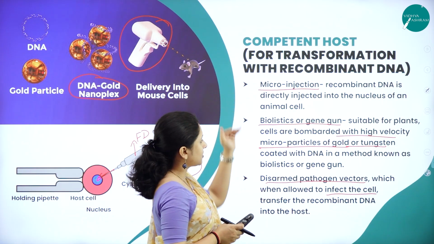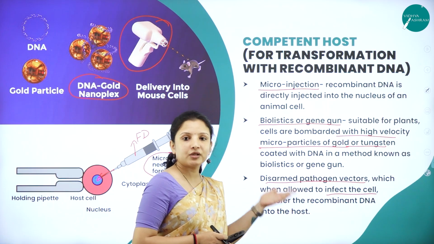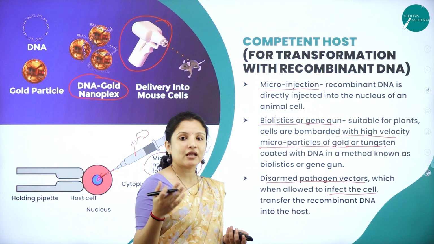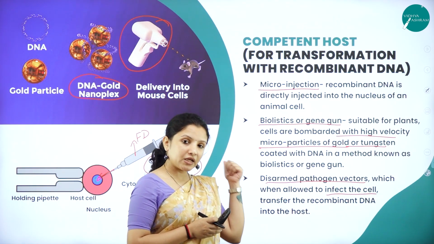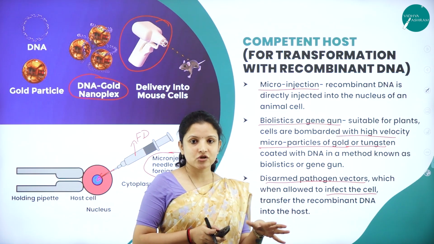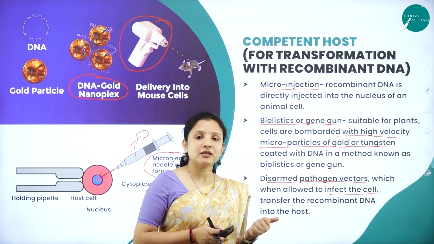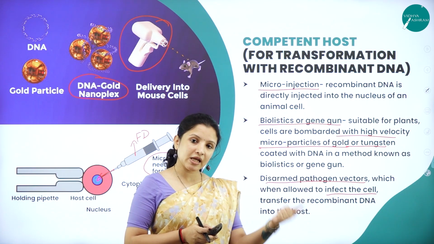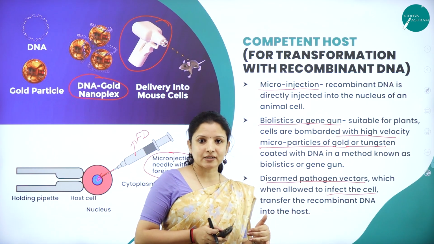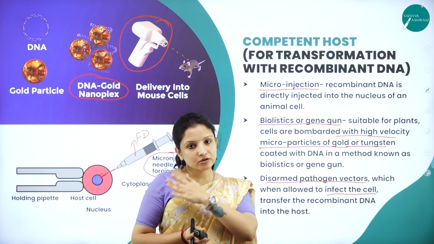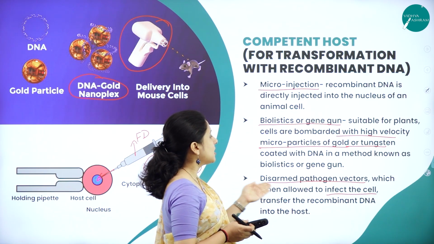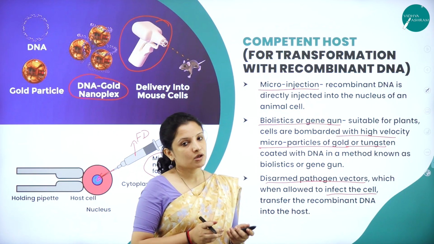So these are the three methods which can be followed other than the previous method that I told you. So this is how the foreign DNA can be introduced into the host cell. Don't get confused: the previous method wherein heat shock and cold shock is given is used to introduce the DNA into the vector or into the bacterial cell. And after it is introduced into the bacterial cell, it has to be introduced into the host organism. For that, microinjection, ballistic or gene gun method and disarmed pathogen vector method are followed.